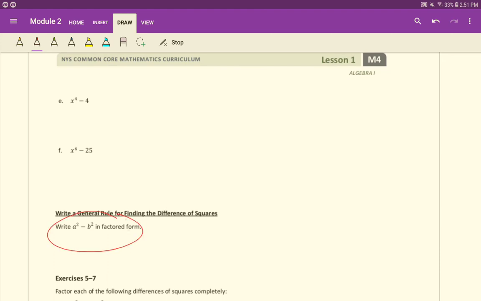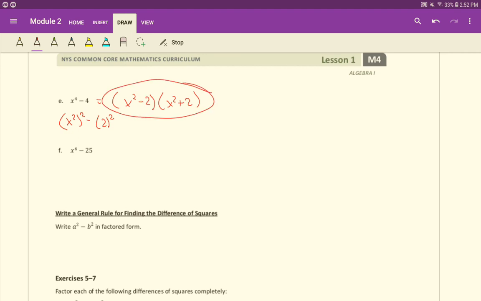Okay, so this one's a little bit trickier because x to the 4th is different than what we're used to, right? But again, x to the 4th is just x squared squared, minus 4, which is 2 squared, and so this will factor to x squared minus 2 and x squared plus 2. Now this doesn't factor any further, unfortunately, because 2 is not a nice perfect square, so we'll have to stop right there and say that's our final answer.